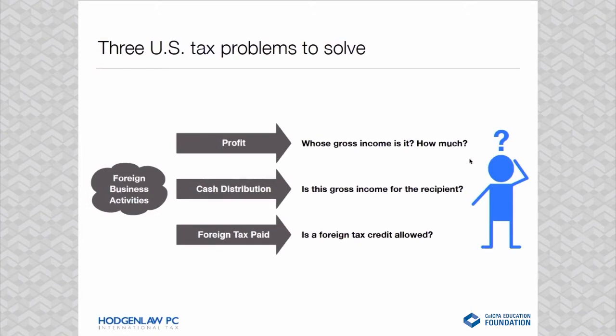The final thing is foreign tax paid. All else equal, we'd like to have our American entrepreneur abroad be able to take a foreign tax credit so that a particular item of income isn't double taxed, once in the foreign country and then again in the United States.